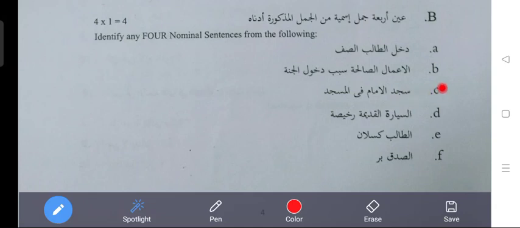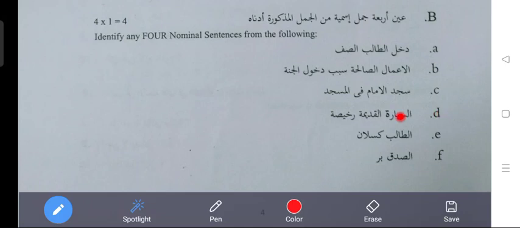So we will leave this sentence. We will not copy this in the answer sheet because it is a verbal sentence. Sometimes he may ask you a verbal sentence, but most of the time he will ask you only nominal sentences.